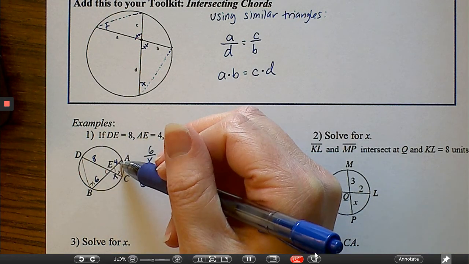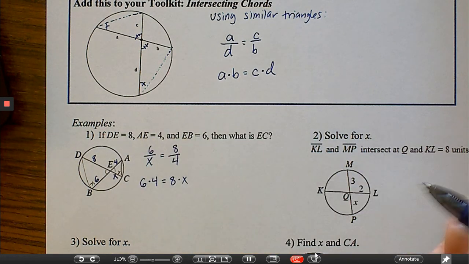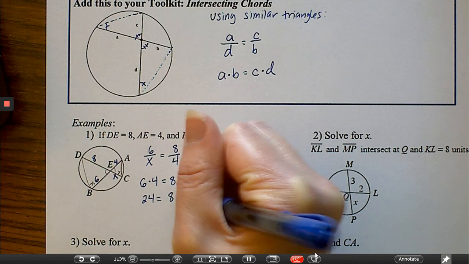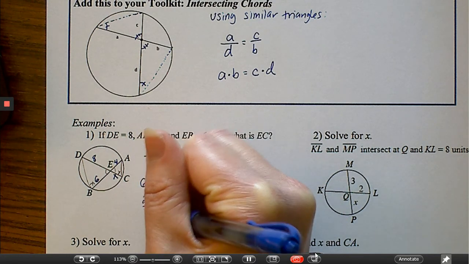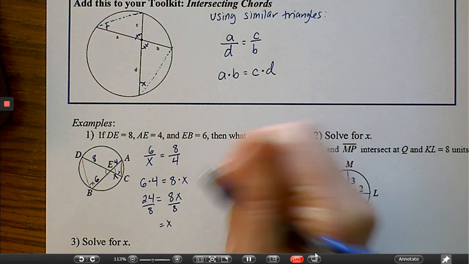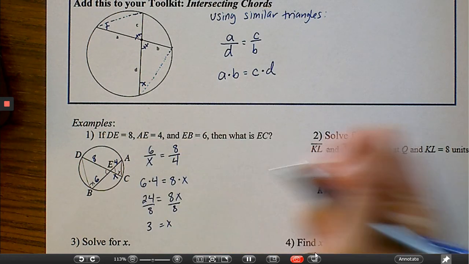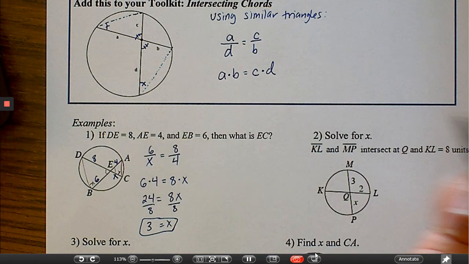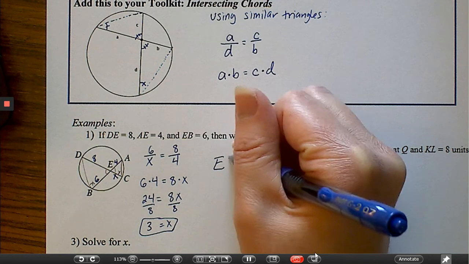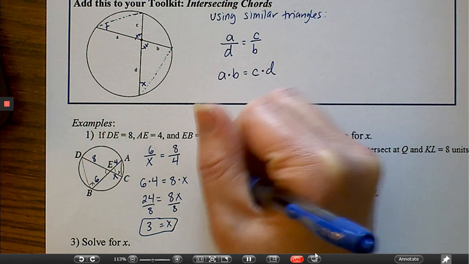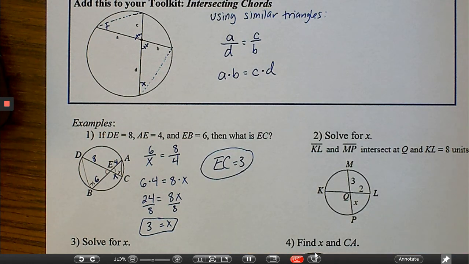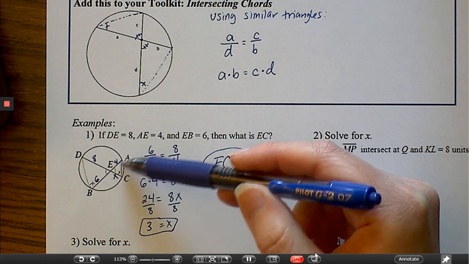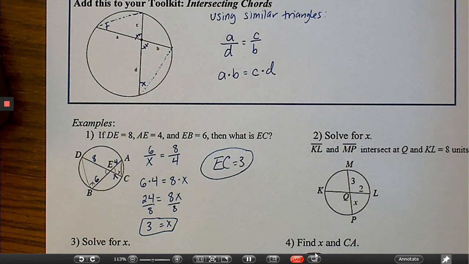This segment times this segment is equal to that segment times that segment, those pieces. So 24 equals 8x, divide both sides by 8, x equals 3. And in this case, EC was what we were trying to find, which is what we were calling x. So EC equals 3. And you can see how that works in proportion. 8 is half of 4, 4 is half of 8, 3 is half of 6.